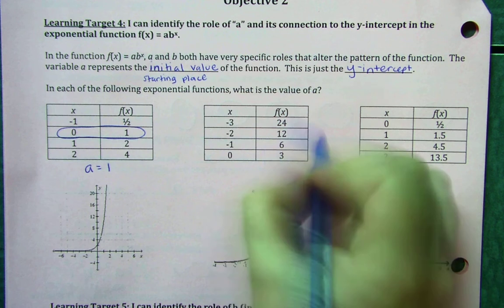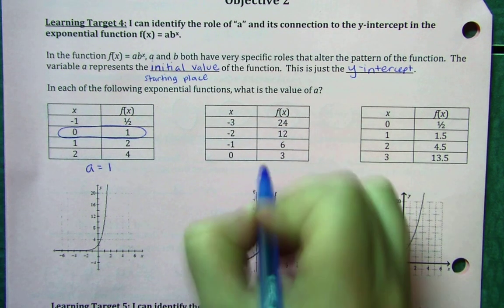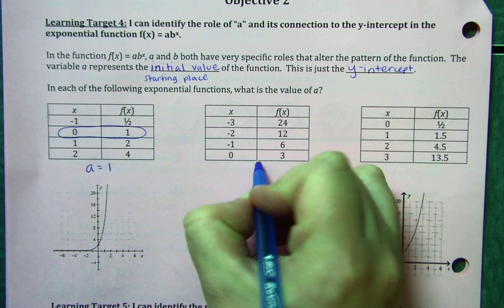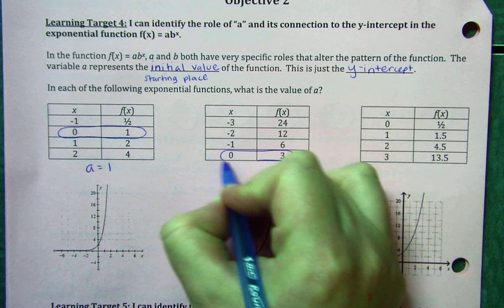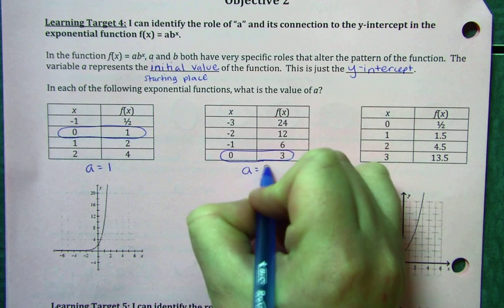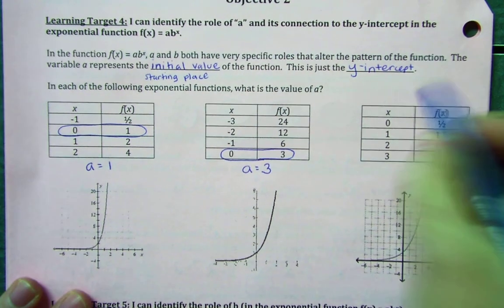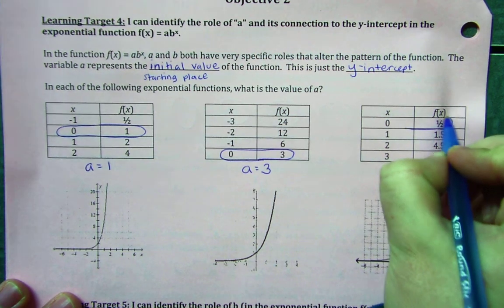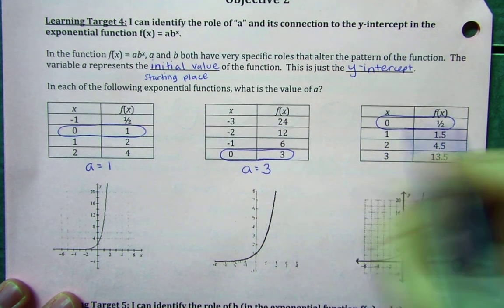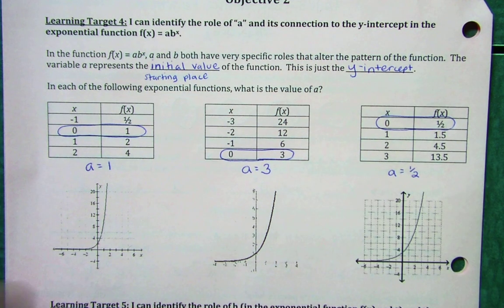In the next exponential function, represented by a table, the y-intercept or the initial value is 3. So the value of a is 3. In this last one, the value of a is 1/2 because a is the initial value, the starting place, which is the y-intercept.